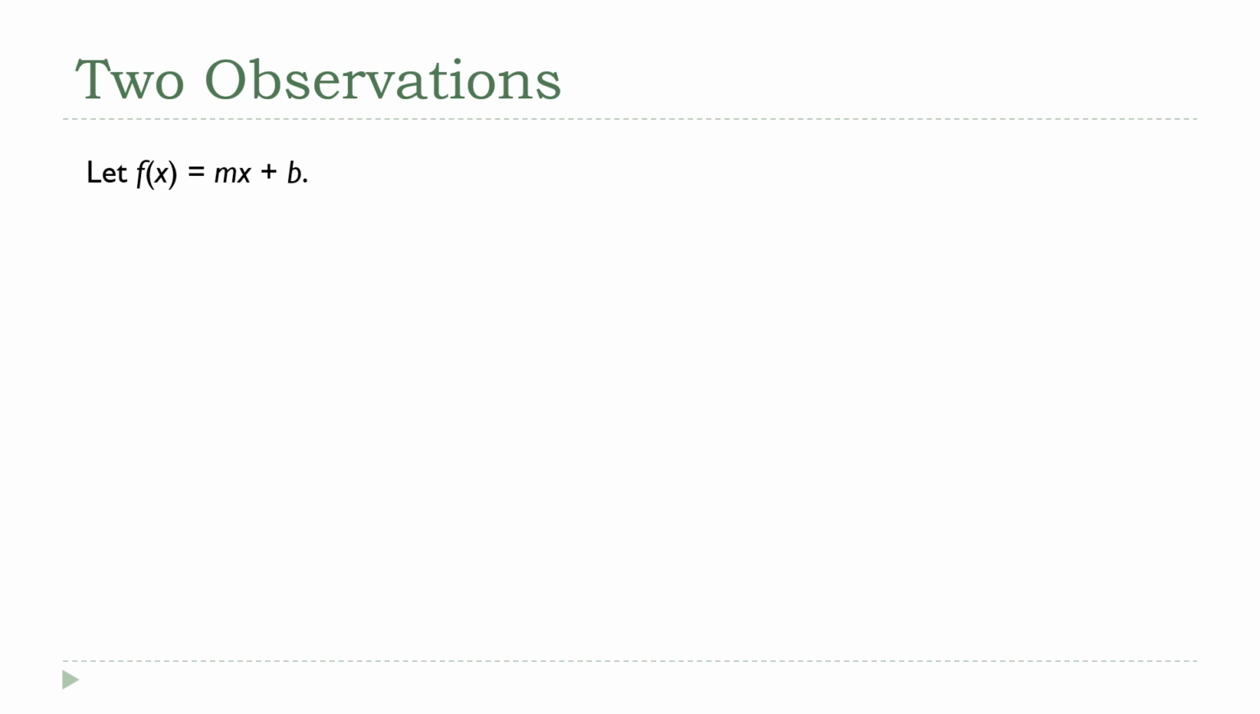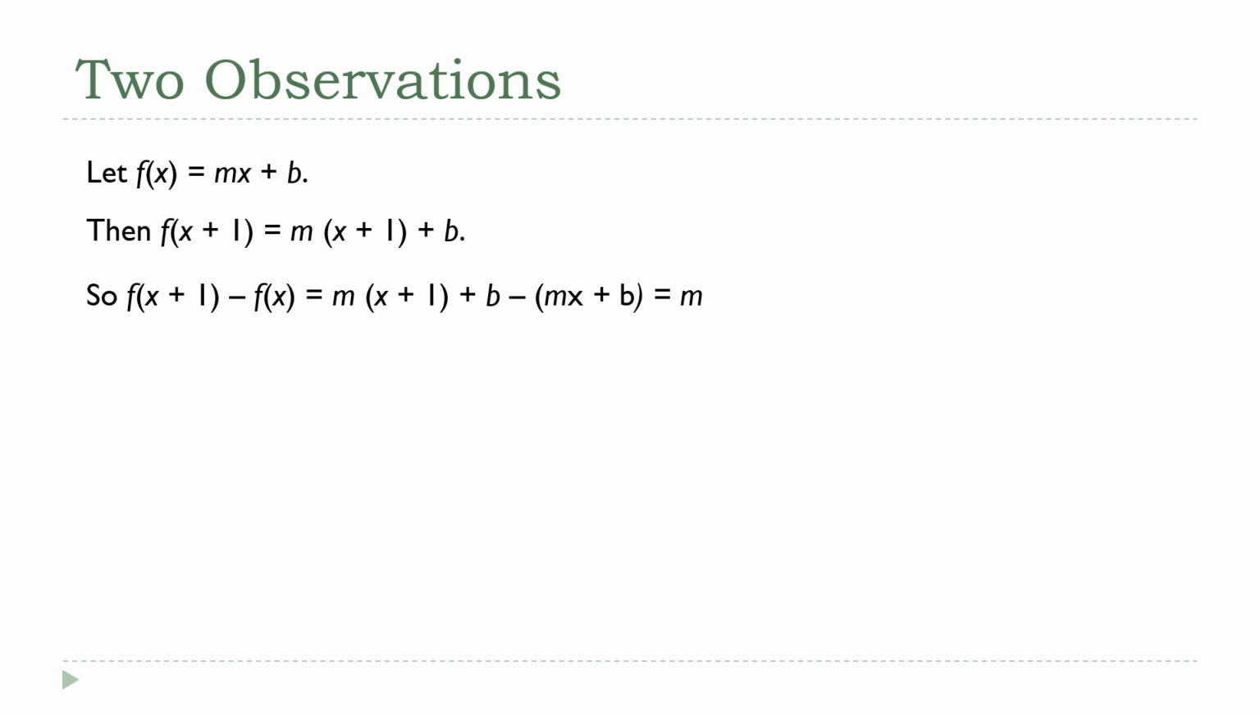y equals mx plus b. And what I want to know is, what is f of x plus 1? If I put x plus 1 in there, the formula becomes f of x plus 1 equals m times (x plus 1) plus b. Suppose I take the difference of those two successive y values. Well, I get this expression here, but if you simplify this, and you can do the algebra yourself, you end up with the whole thing being equal to m.